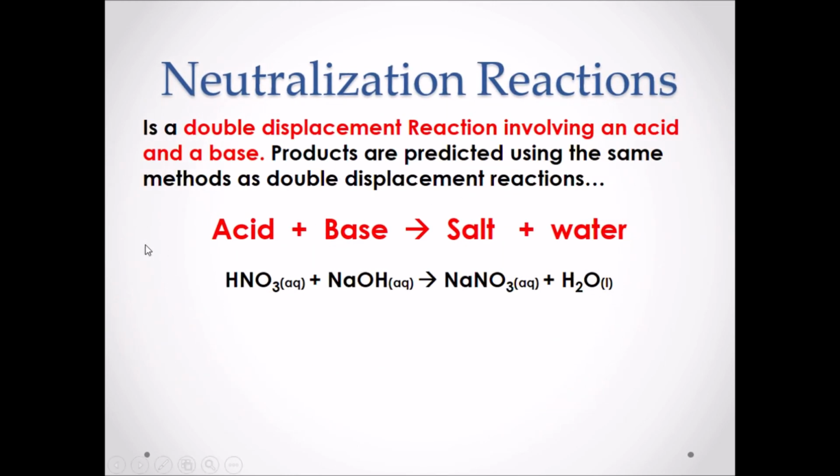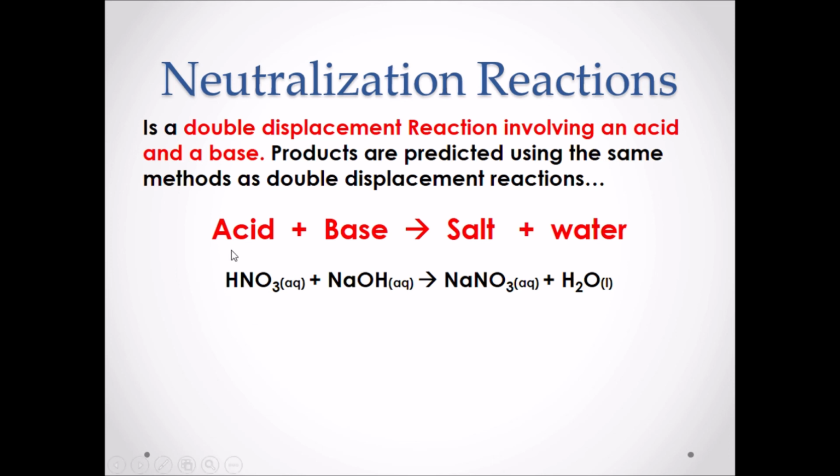Neutralization reactions. This is a double displacement reaction involving an acid and a base. Products of a neutralization reaction are predicted using the same methods as a double displacement reaction. The only exception is that there is no formation of a precipitate. Neutralization reactions will occur because of the formation of water. This is the exception compared to other double displacement reactions. Formation of water allows this chemical reaction to occur.